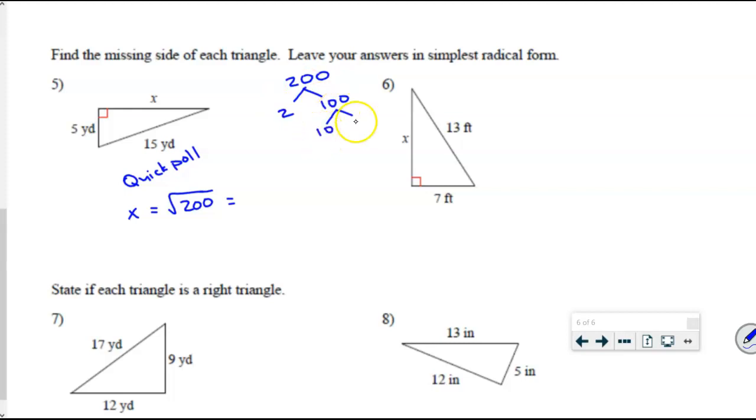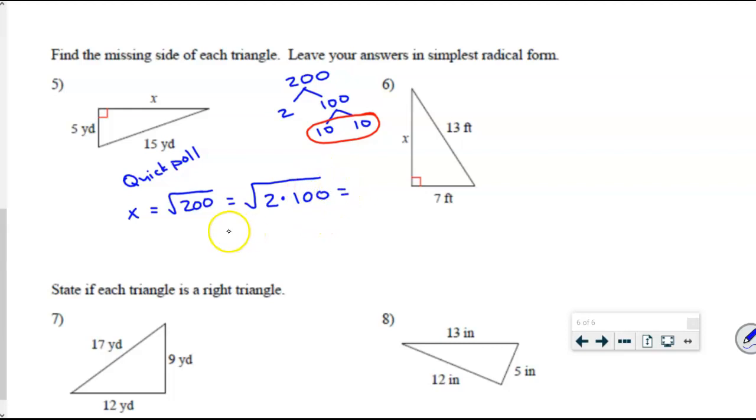100 is 10 times 10. And I'm going to stop right here because I found a pair. Is this coming back to you? The square root of 200 is equal to the square root of 2 times 100, or the square root of 10 times 10.